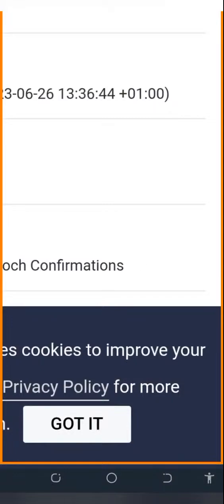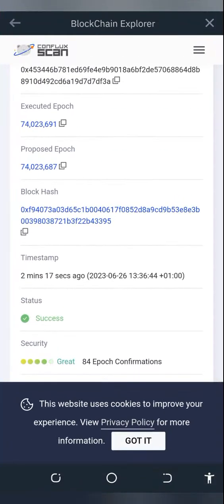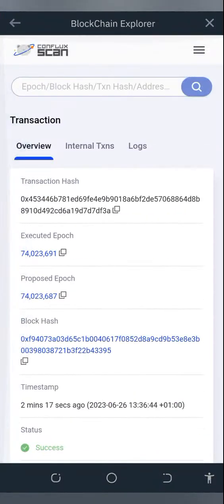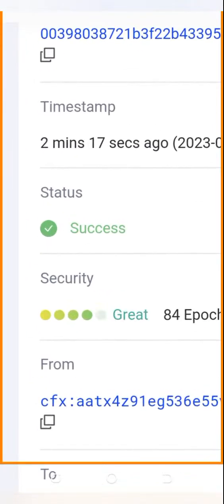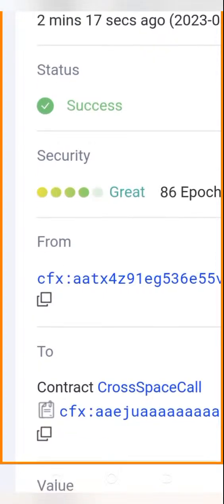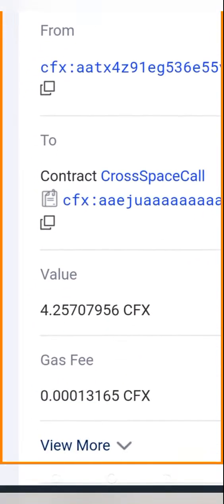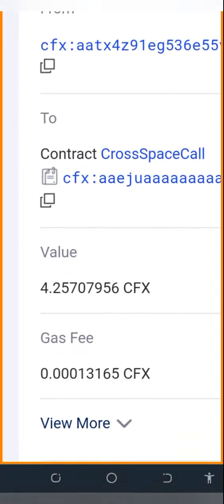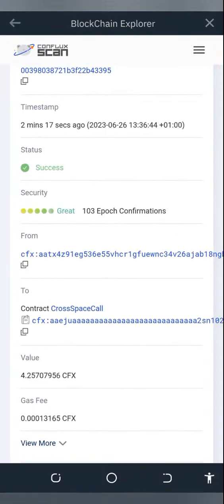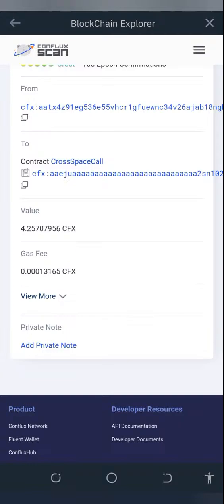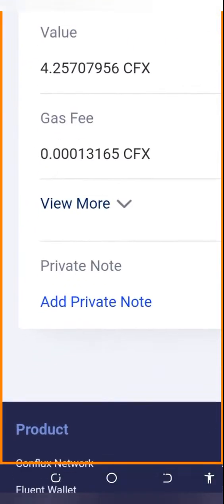All right, so we're still waiting. I just saw success here. Okay, if it says success, we may just have to wait a little while to see what's going on. You can see everything is here. We can see that it's 4.257 CFX, because don't forget it has to take its own trading fee. Everything is here.